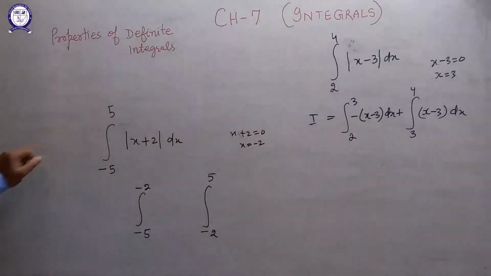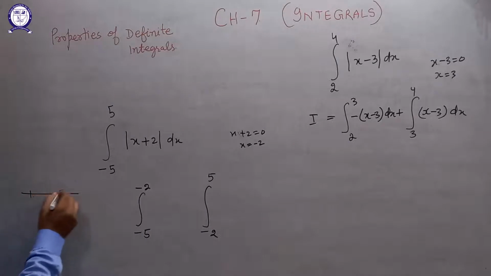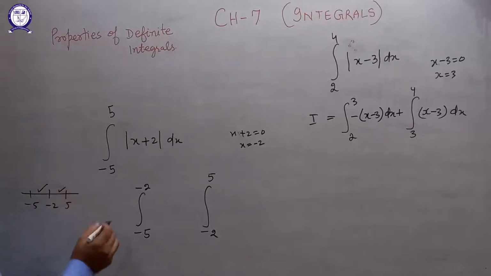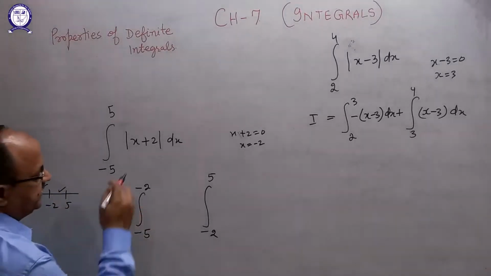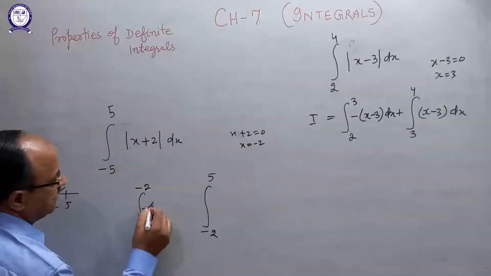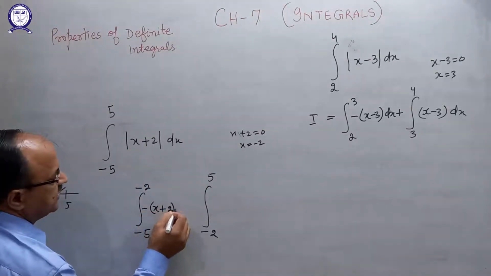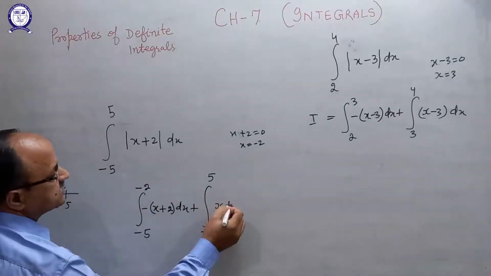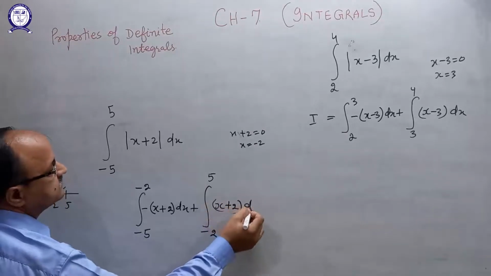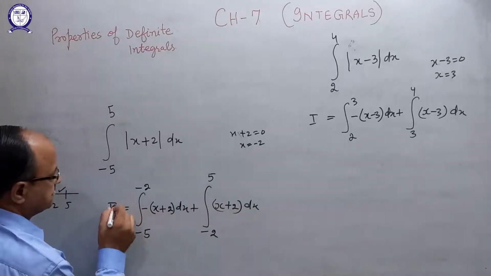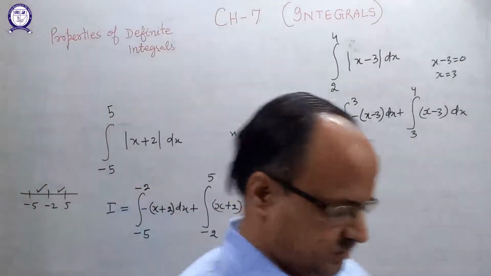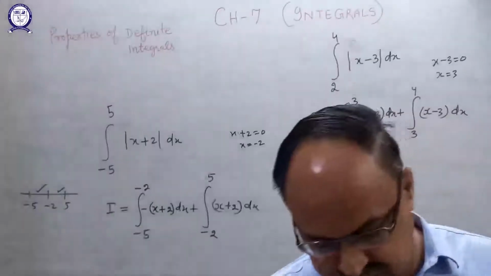Minus 5 to 5 is our limit, with breaking point minus 2: minus 5 to minus 2 and minus 2 to 5. In the left hand side, write the negative of this function, minus x plus 2 dx, plus, in the right hand side, write the positive function. Correct? Property number P2 is clear.